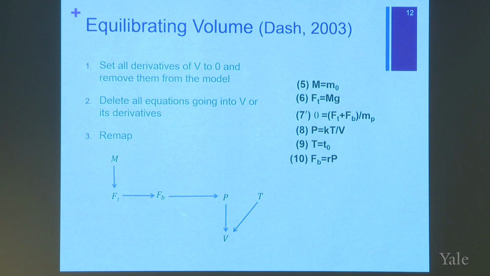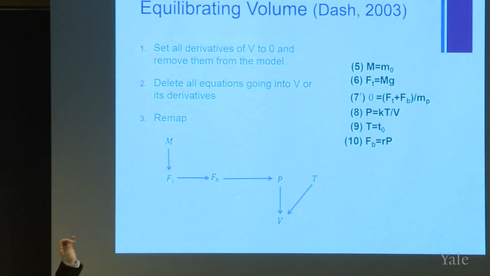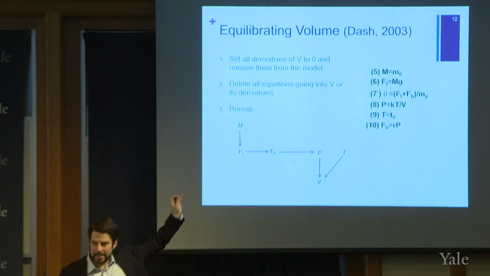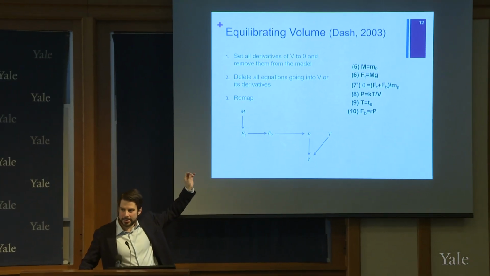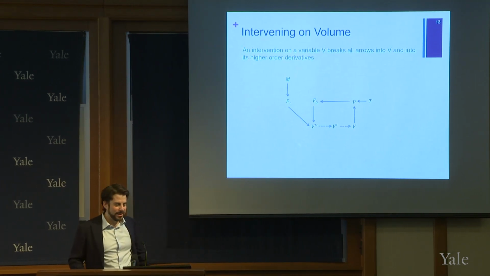I'll say a bit more about that, but again, the important thing here is that equilibration takes a model in which you had a feedback loop, and you derive the model that would result from equilibrating that feedback loop, so allowing the system to run to equilibrium as a result of self-regulation. Okay, much more familiar is the notion of intervention.